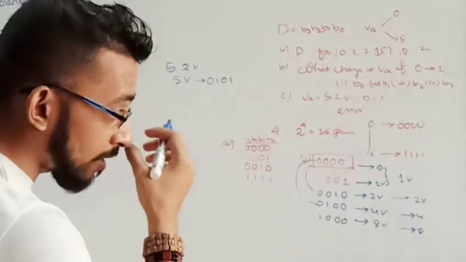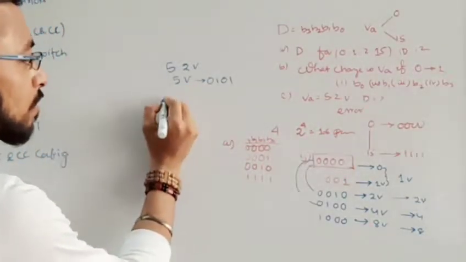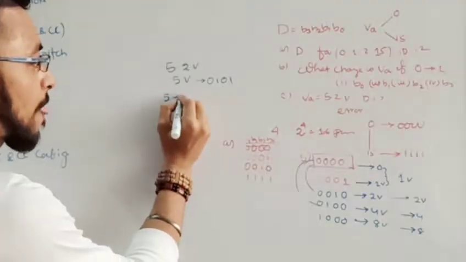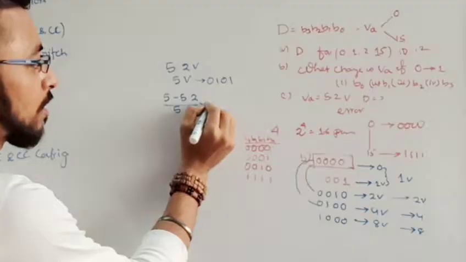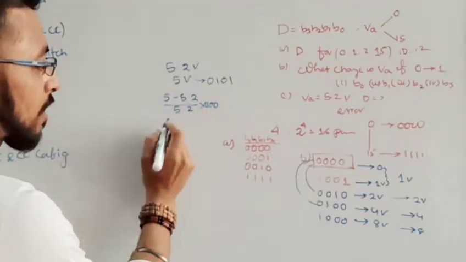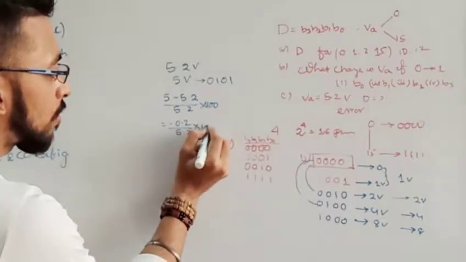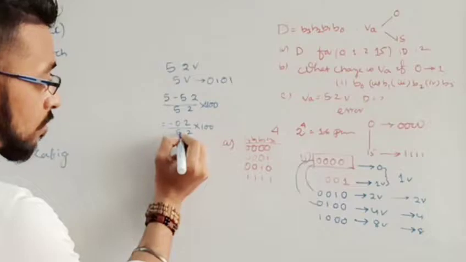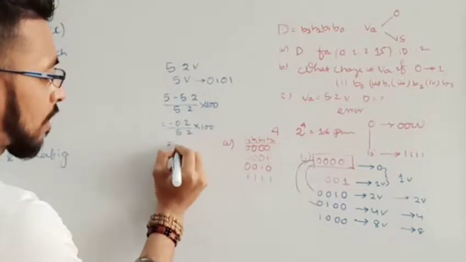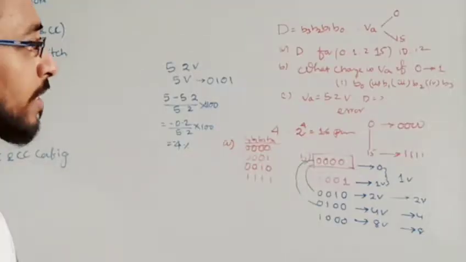Then what is the error? In the actual question it is given as 5.2, but here I am taking 5. So the error is (5 minus 5.2) upon 5.2, into 100. This is minus 0.2 upon 5.2 into 100, which is nearly 4%. So this is the percentage of error.